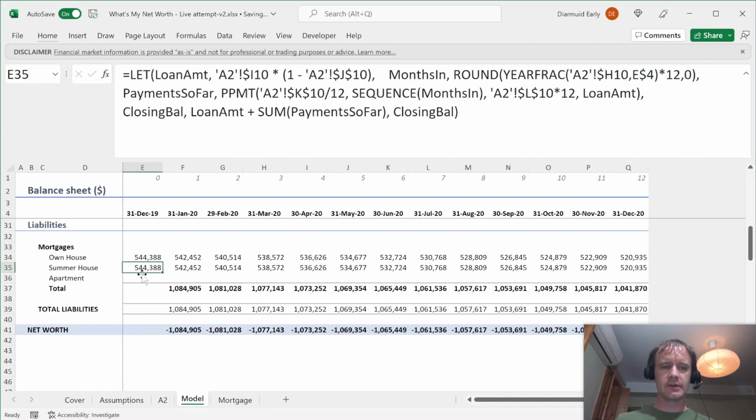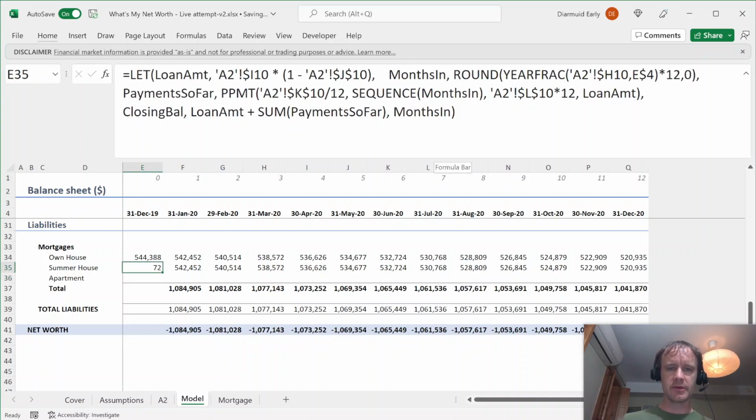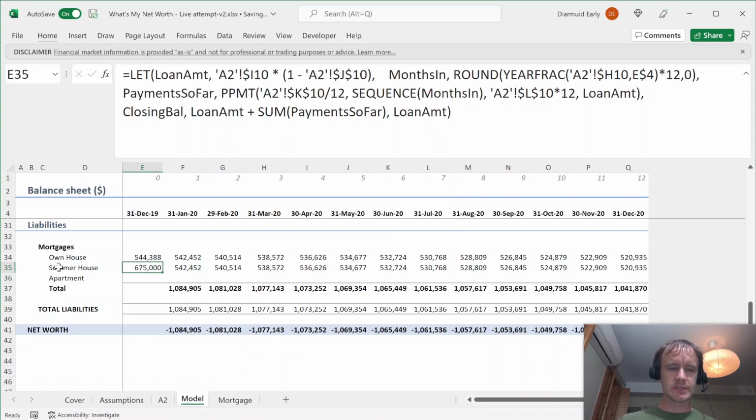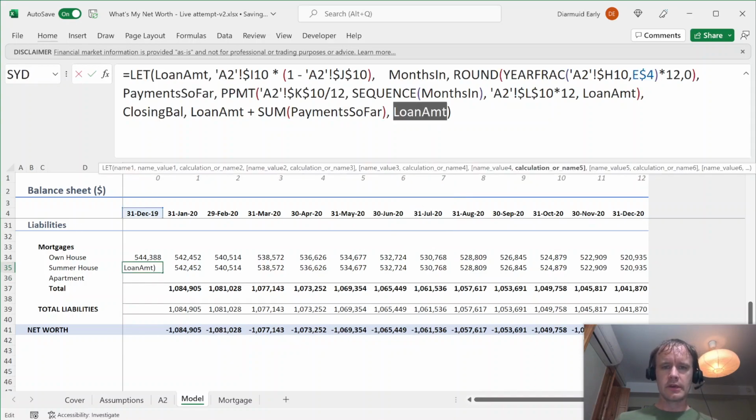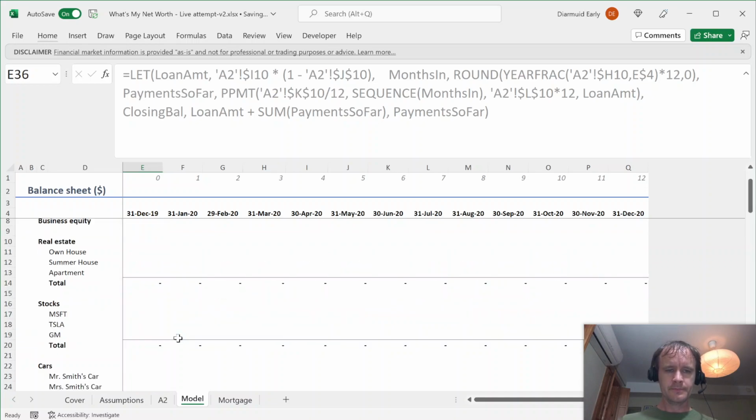So here I have the balance after 72 months. But let's say I want to check, hang on, is it calculating the number of months that we are into it right? Then I just replace that name in the output field with months in, and it tells me I'm 72 months in. Okay, but is it calculating the loan amount right? Let's check that. 675,000. Okay, that looks good. Let's check the full list of payments so far. Give me the whole list and I can check that.